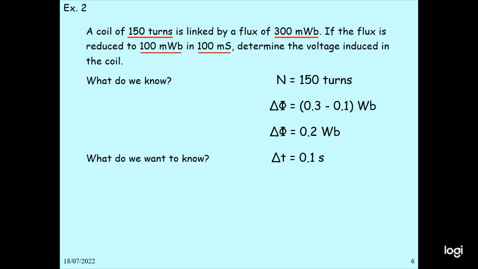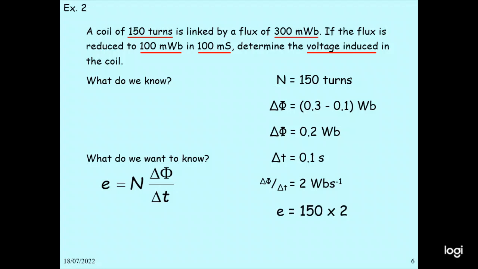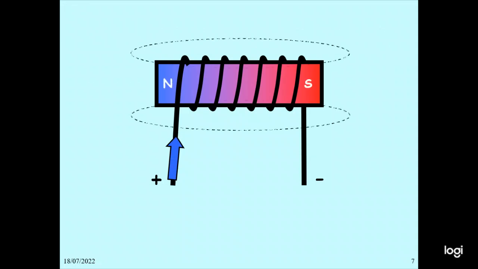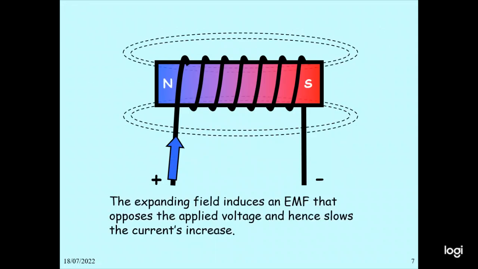So this is the coil, and a current flows into this coil, so the magnetic field is produced. The expanding field induces an EMF which opposes the applied voltage and hence slows the current increase. Because of the induced EMF's direction, these small arrows oppose the original current flow. The original current flow is checked by this one, slowed by the opposite field.